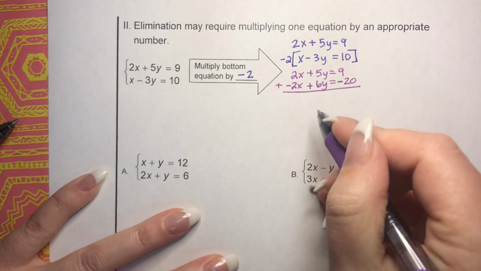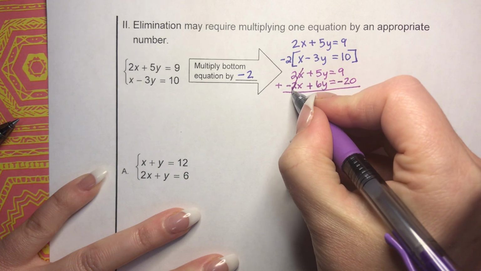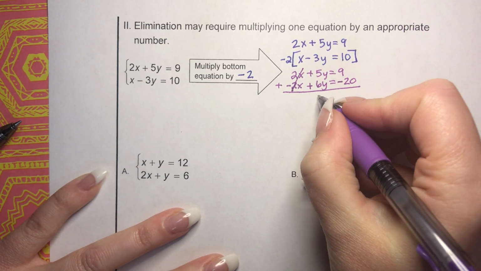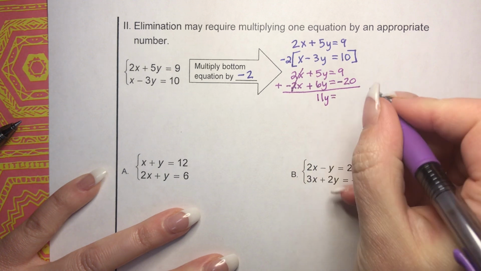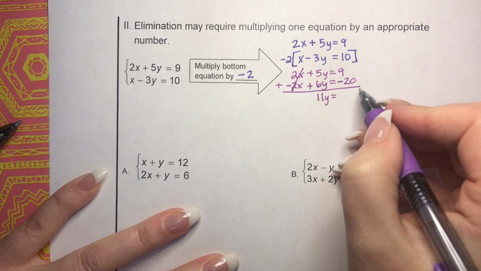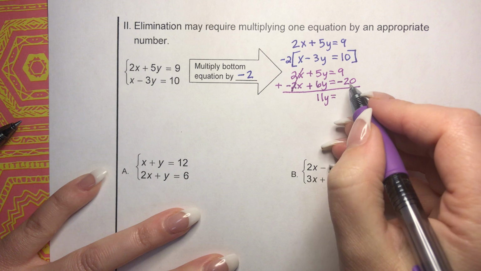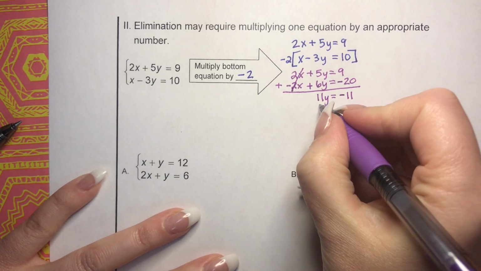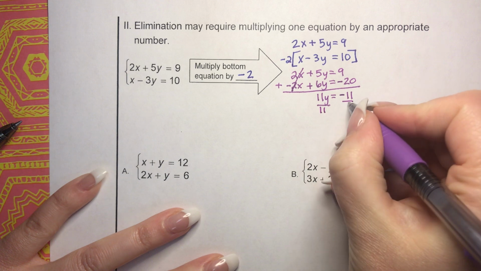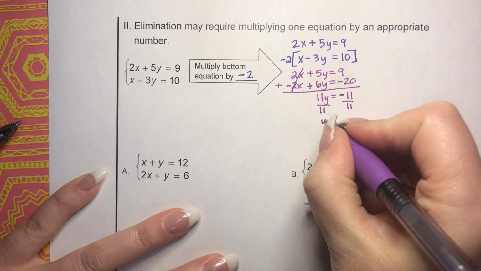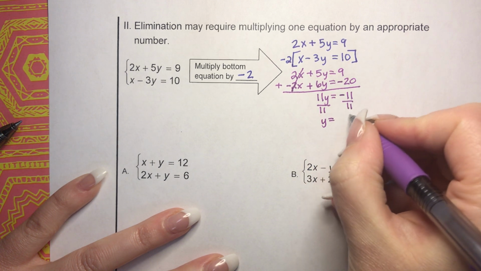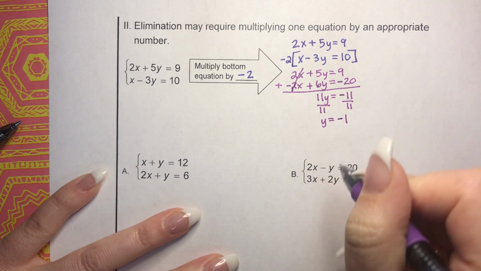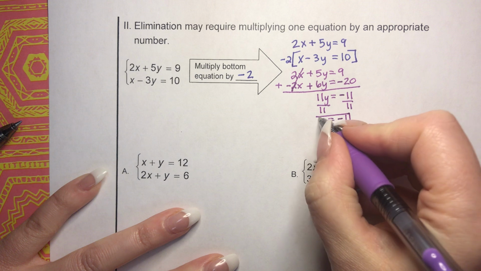So I'm going to add these two. The x terms eliminate, and we're left with 5y plus 6y, which is 11y, equaling 9 minus 20, which is negative 11. Then we solve for y: divide both sides by 11, and we end up with y equaling 11 divided by 11 is 1, so negative 1. Perfect.